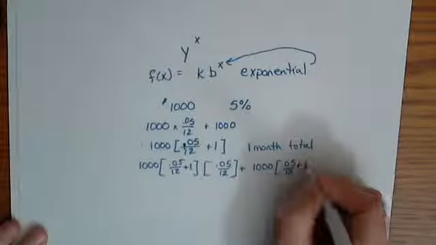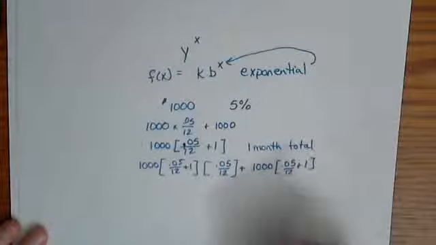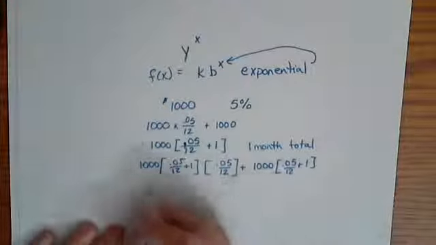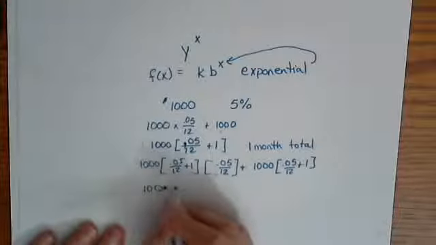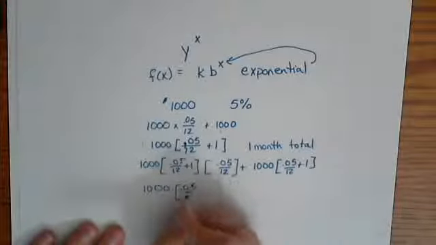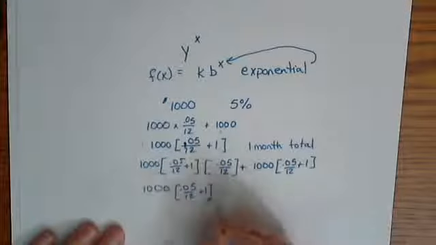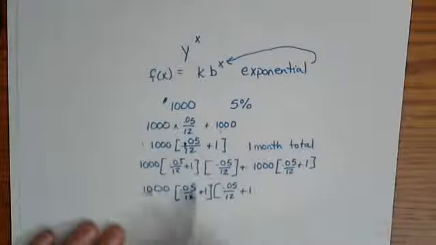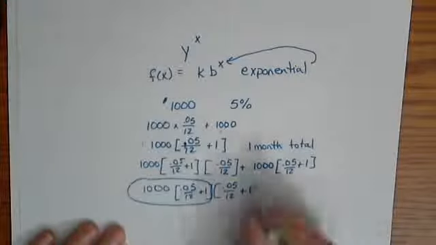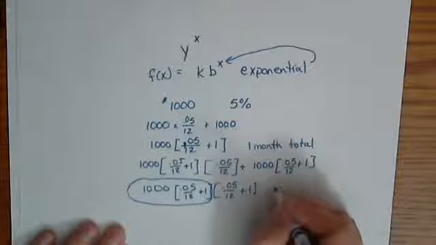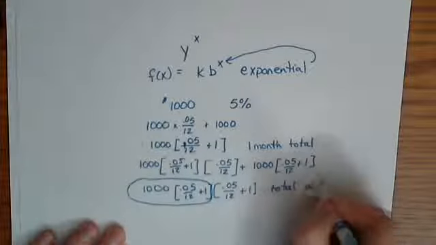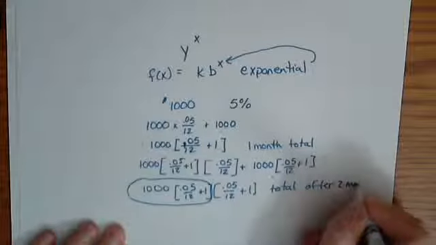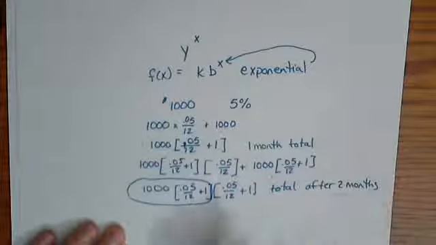This looks kind of yucky, doesn't it? Then I could factor out what's common, which is this bit right here. And I'm going to have 1,000 times 0.05 over 12 plus 1, and then I'm going to have a 0.05 over 12 plus 1, because when I factor this whole thing out, that's what's going to be in this circle. I have a plus 1 left over. And this is going to be the total after 2 months, right? So that's the total after 2 months.